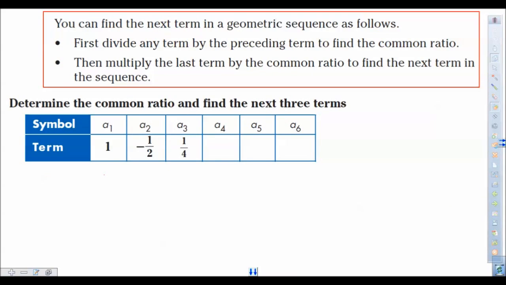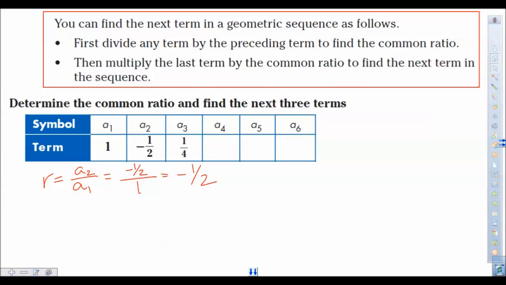To do this, we don't do it the same way as with arithmetic. With arithmetic we subtracted, but since the common ratio is multiplication, we take the second term and divide it by the one before it. So we'll take the second term and divide by the first one, which means taking -1/2 and dividing it by 1, and you guys know that nothing really happens here. It just turns out to be -1/2.